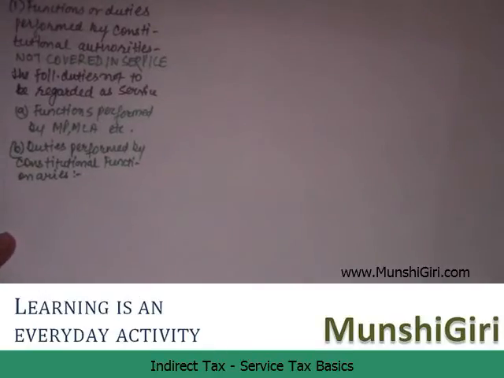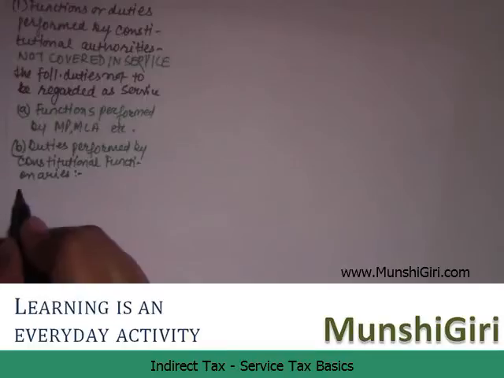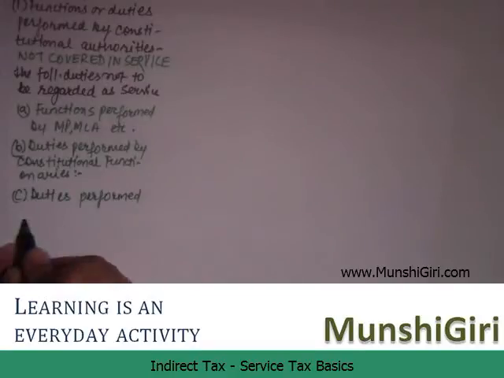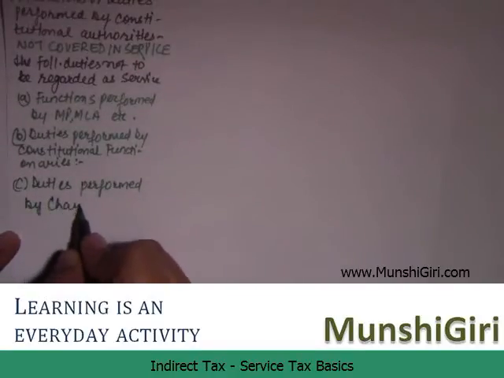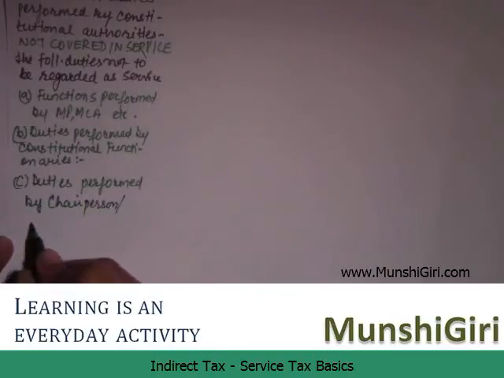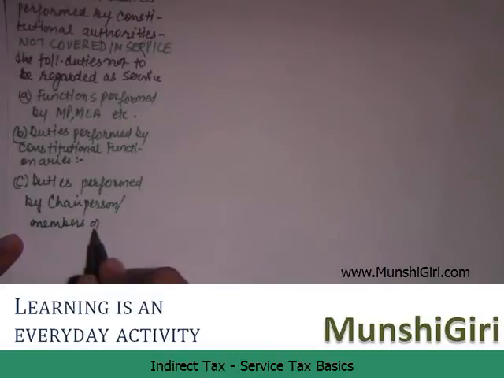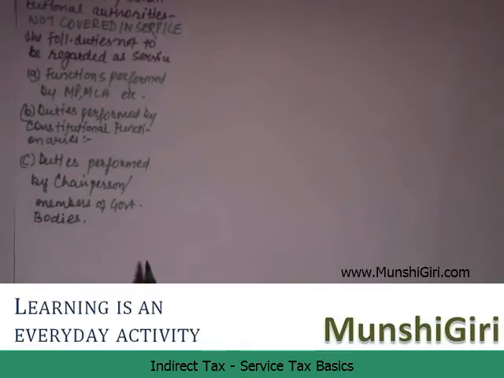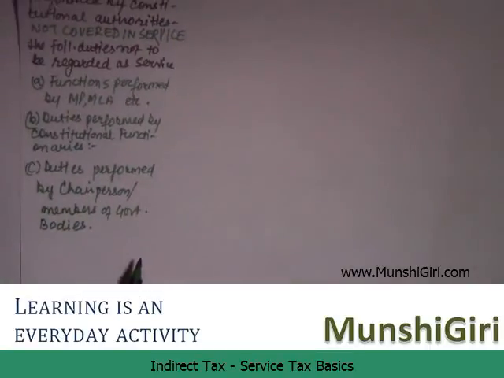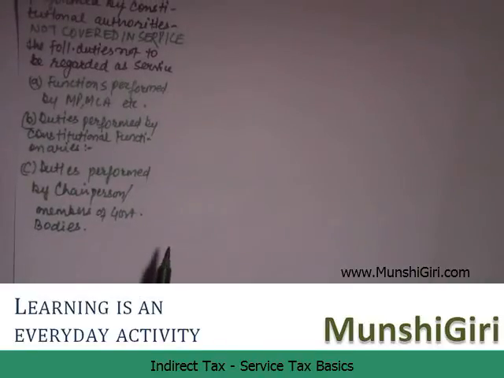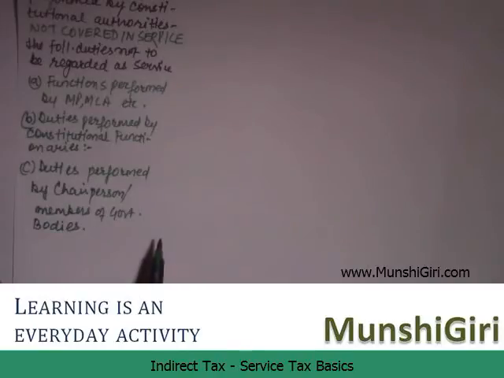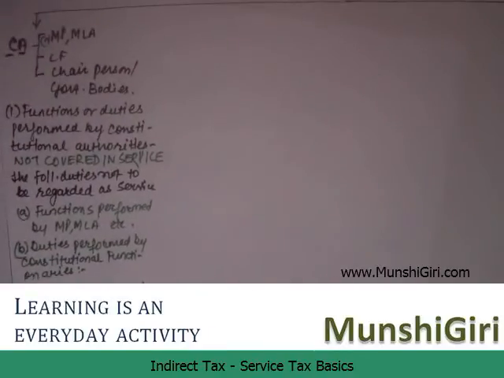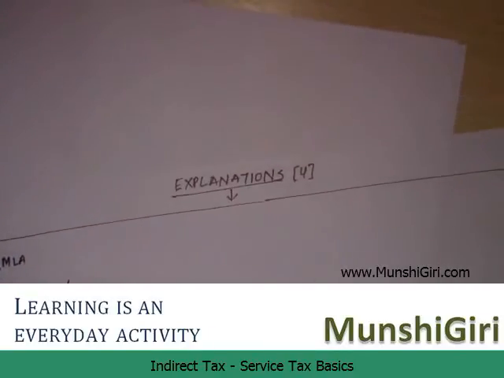And third is duties performed by chairperson or members of government bodies. Now, duties performed by chairperson or members of government bodies or a director in a body established by central government or state government or local authority and who is not deemed as an employee before the commencement of this act. So, this was covered under this C part. This was the first explanation that we did.